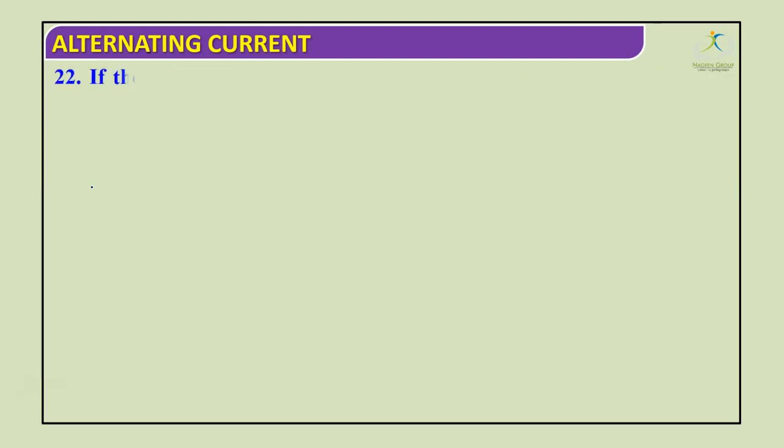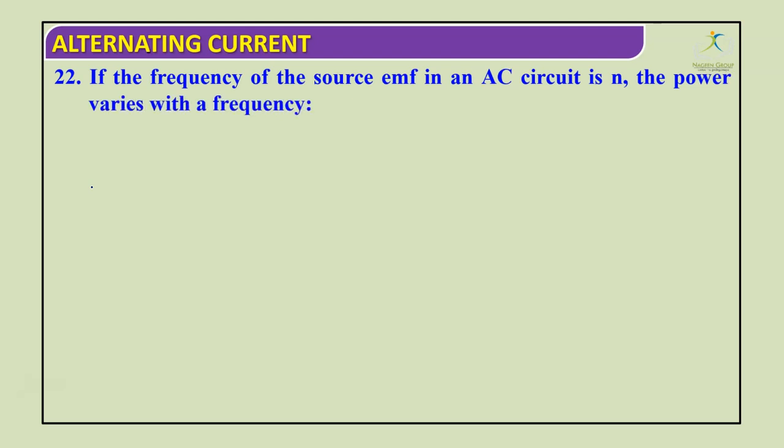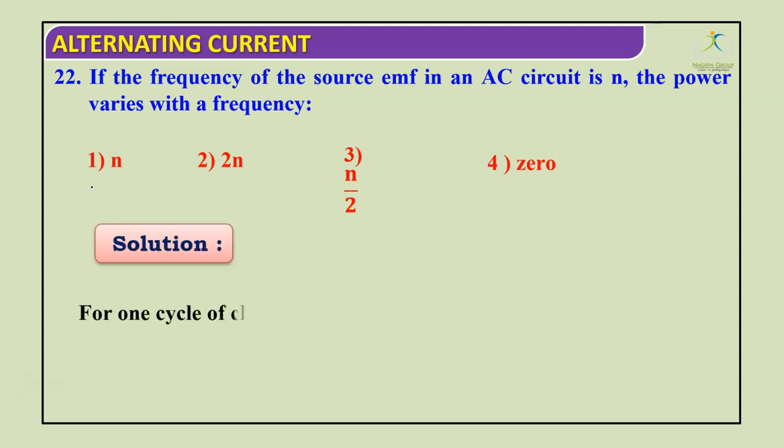Next question we have. If the frequency of the source EMF in an AC circuit is n, the power varies with a frequency of: n, 2n, n by 2, 0. Solution: for one cycle of the EMF, the power changes 2 times. So this will be 2 times n.